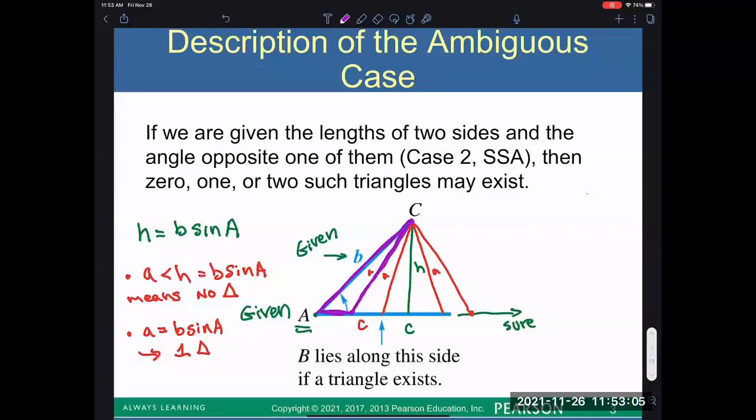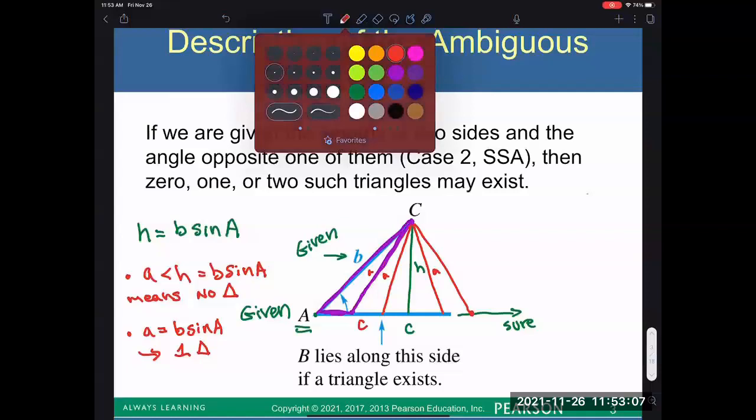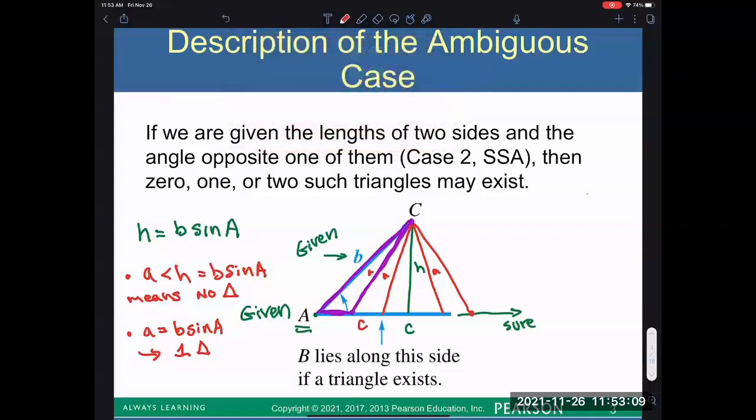So the situation we're considering in this case now is that the A value that's given is greater than H. So if H is less than A, but A still stays less than B, well, then in that case, the A side could be drawn sort of to the left coming down from the top or to the right coming down from the top. So in that case, that means there's two possible triangles. Two triangles that could be made.